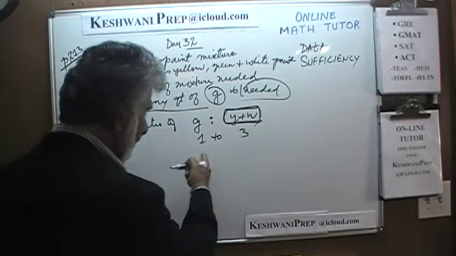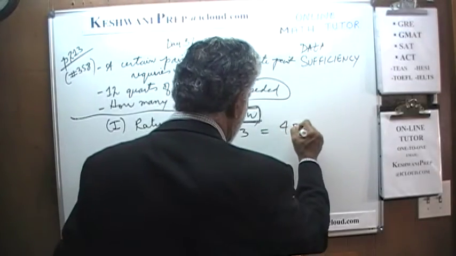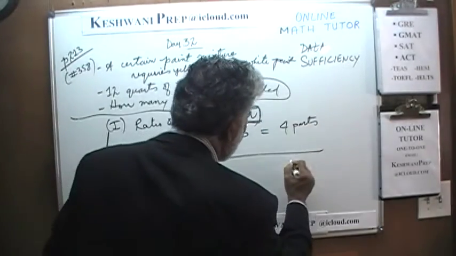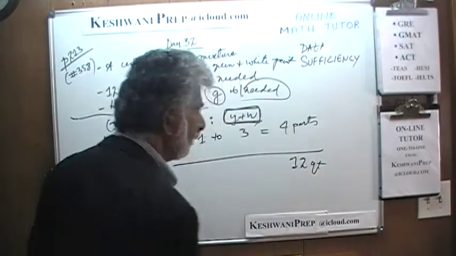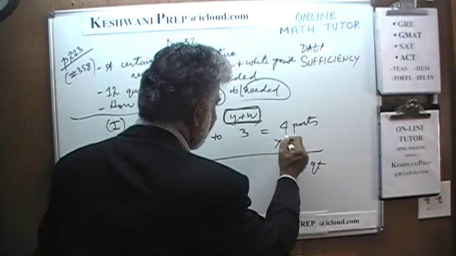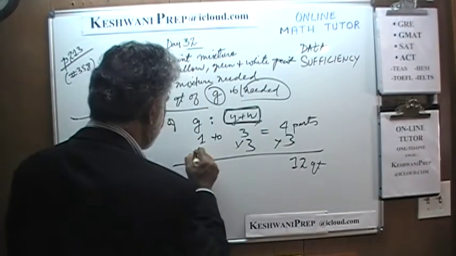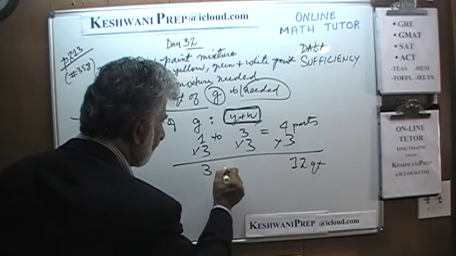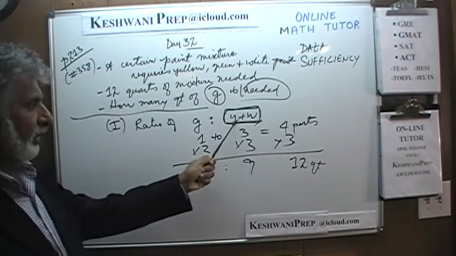Which makes a total of 4 parts. And we need a total of 12 quarts, which means we need to multiply each of them by 3. There you go. We need 3 parts of green and 9 parts of yellow and white.